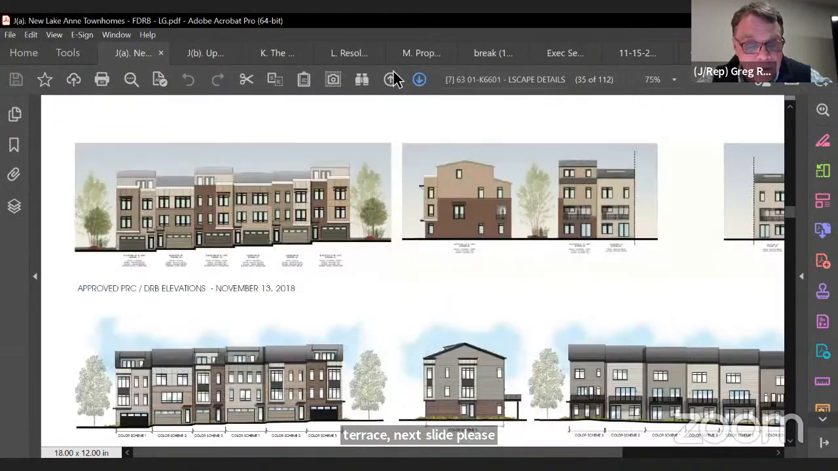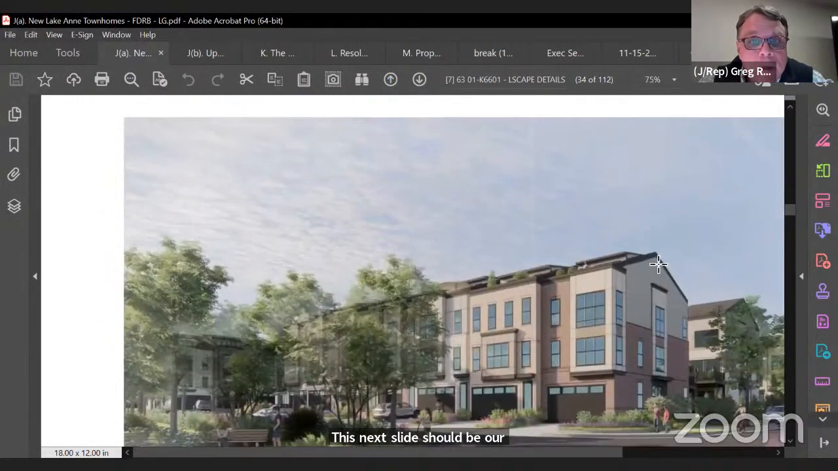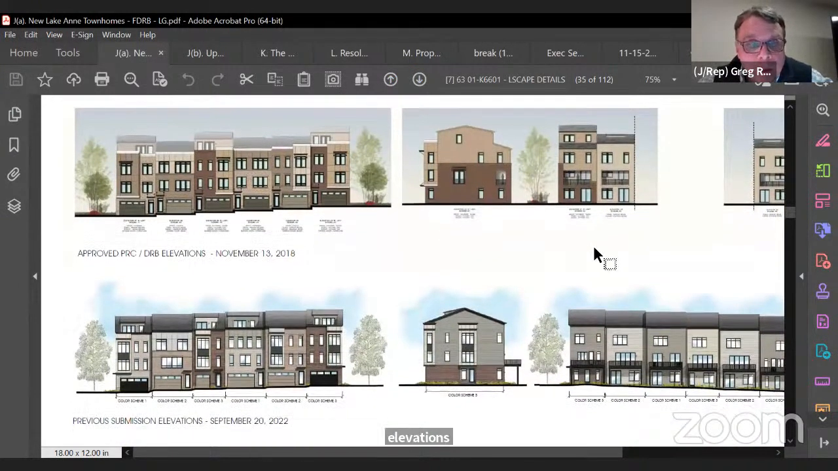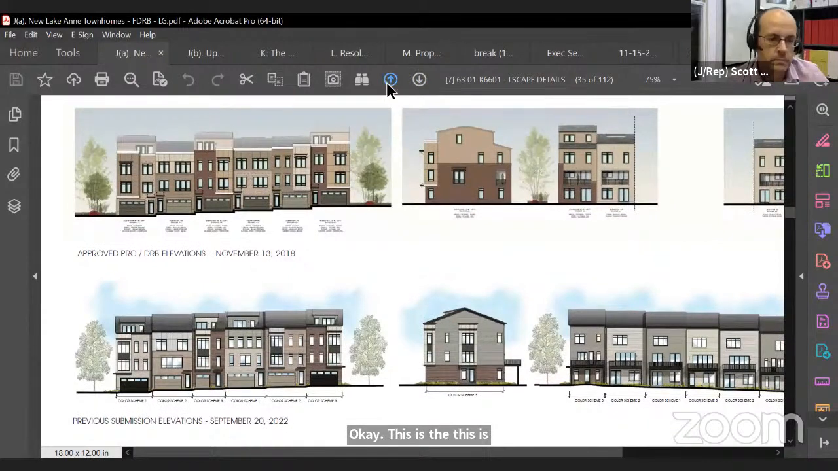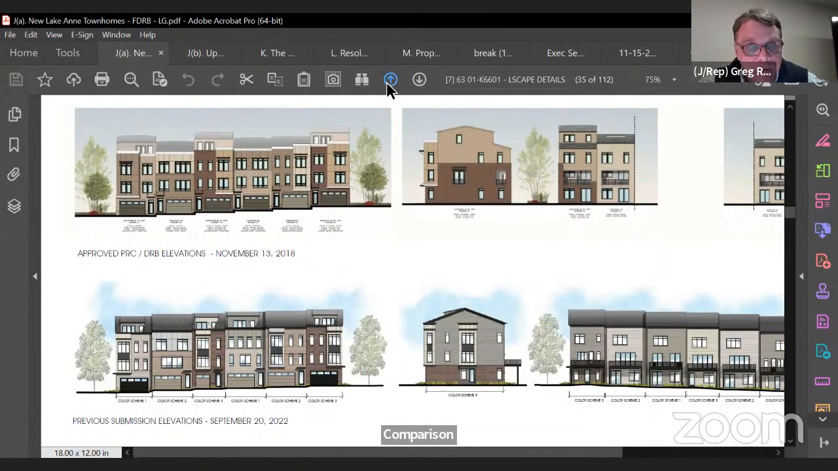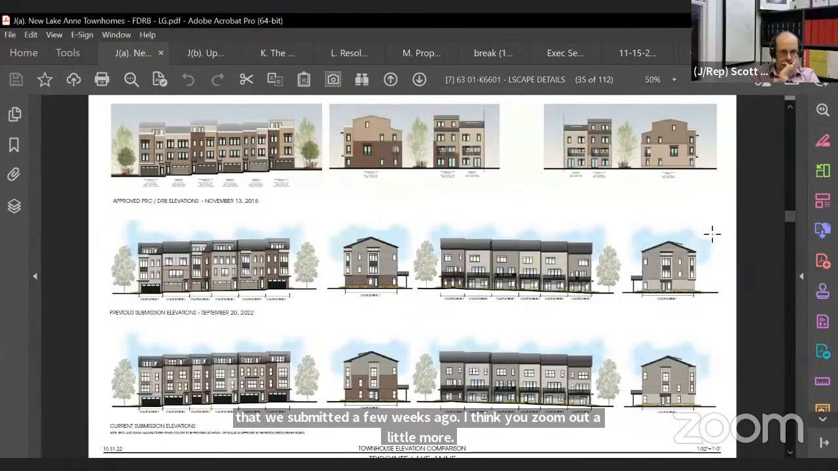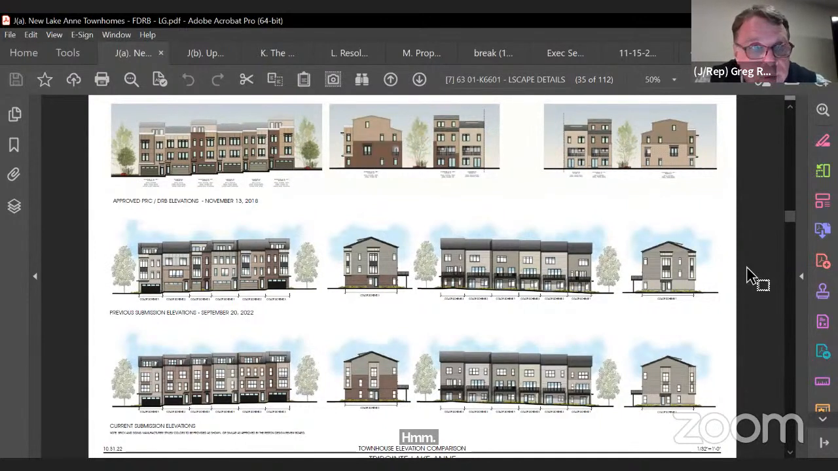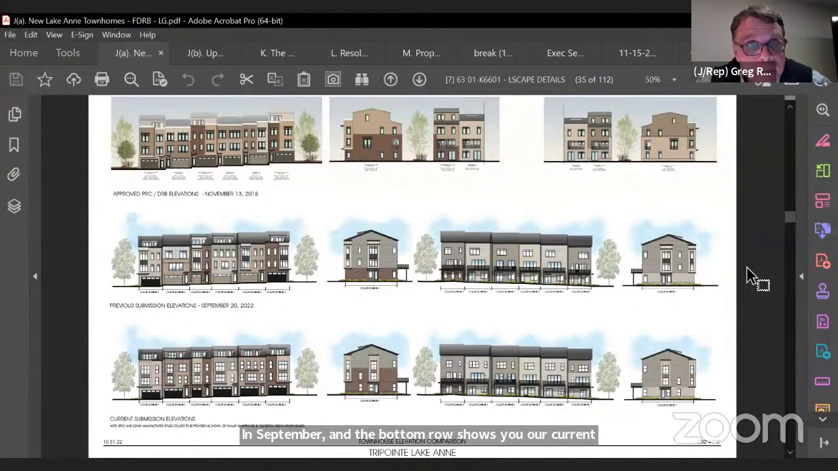This next slide should be our typical front and rear elevations. Okay, this is actually the comparison. Yes, this is the comparison graphic that we submitted a few weeks ago. I think you zoom out a little more. There should be a third row down at the bottom. Okay, so the top row shows the original elevations from November of 2018. The middle row shows what we presented to you in September, and the bottom row shows you our current elevations with revisions made per the comments we received from you on the 20th of September.